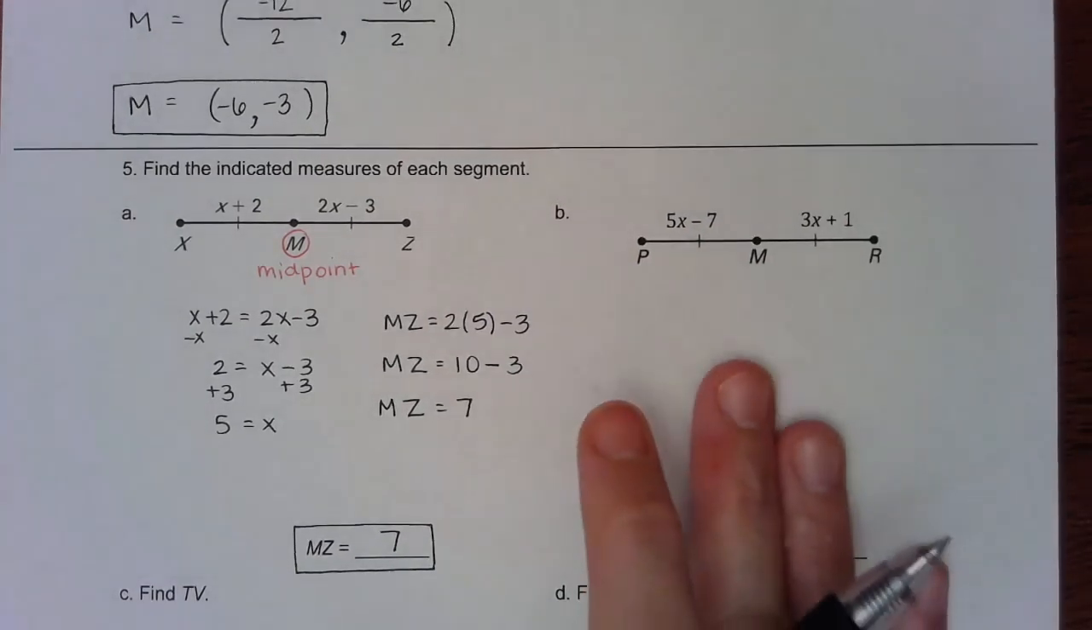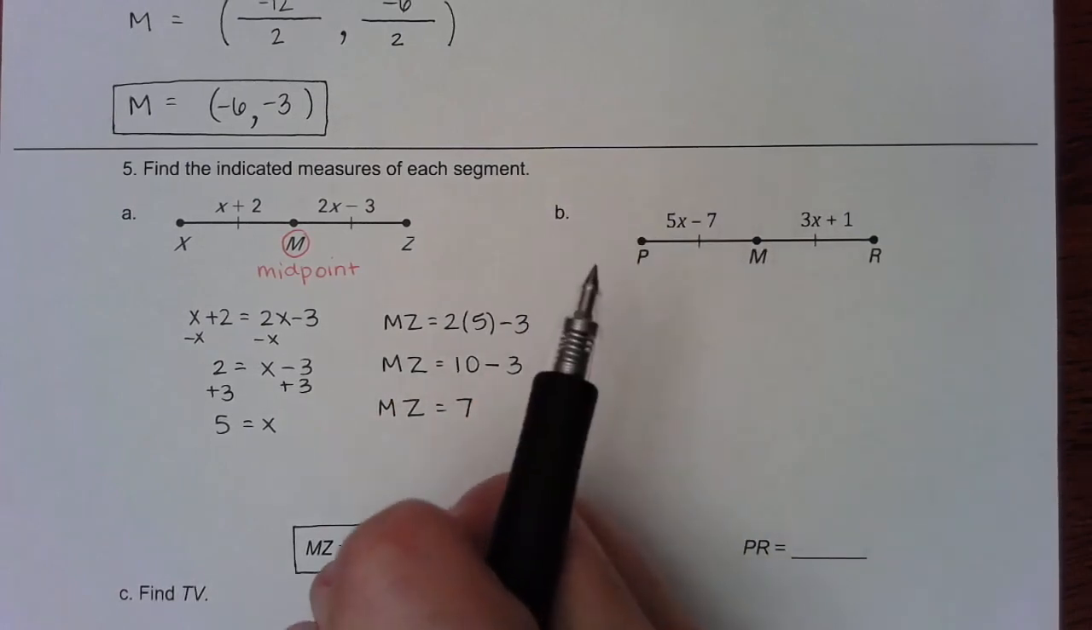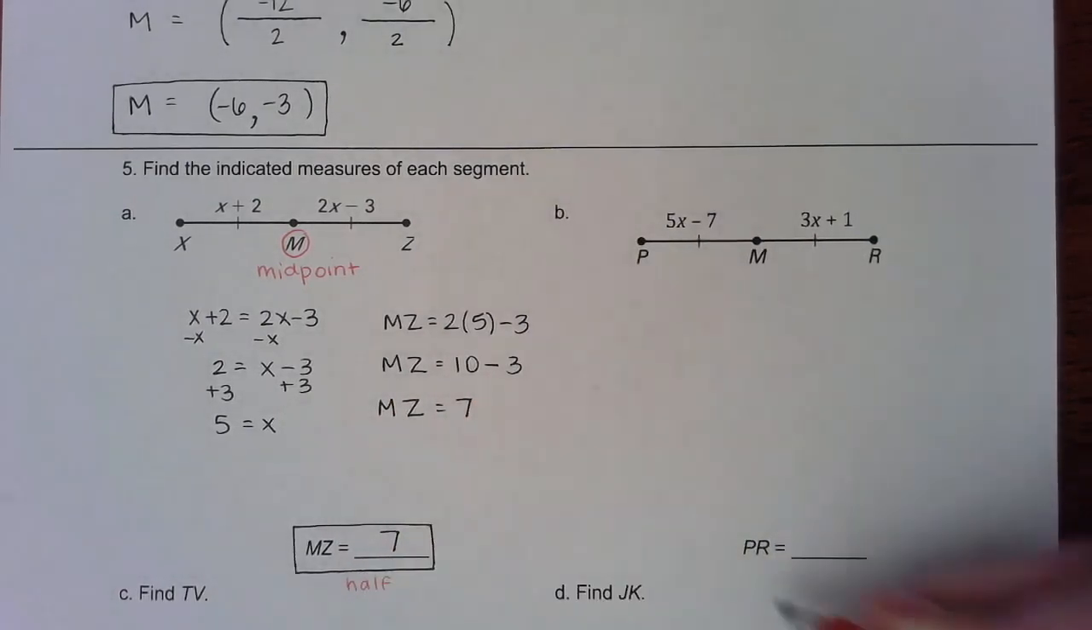So we'll apply that to this example over here. On this one, I'm being asked to figure out how long is it from P to R. So when I find my answer, they want me to find the whole thing. This only wanted me to find half of the answer, but on this one it wants me to find the whole piece, and so that's a little bit different.